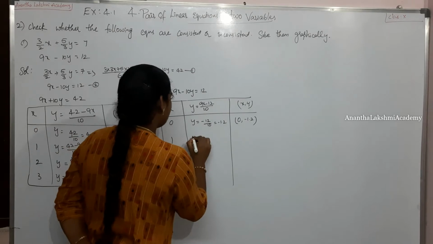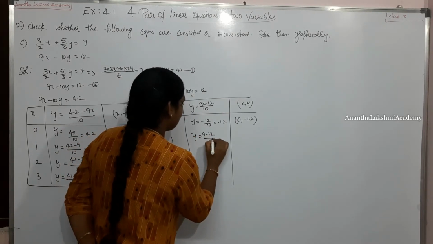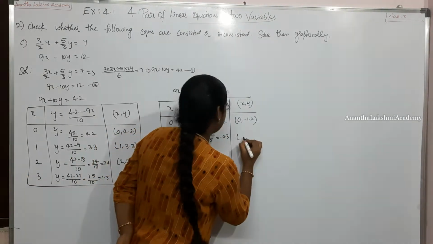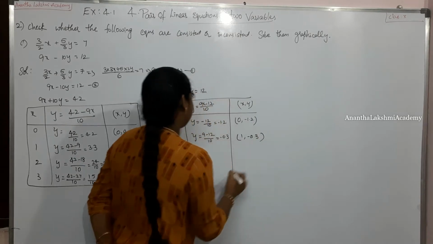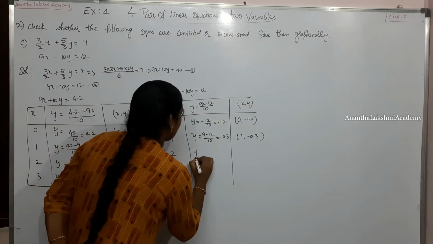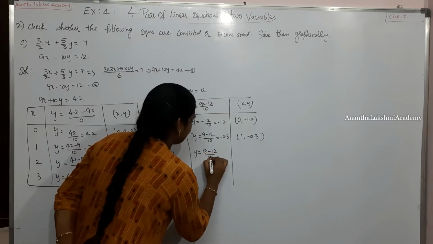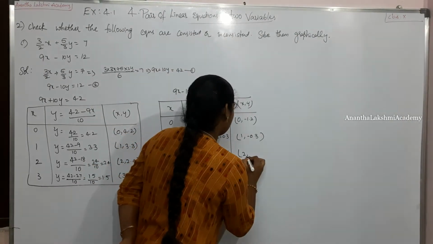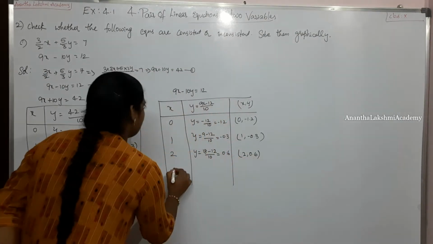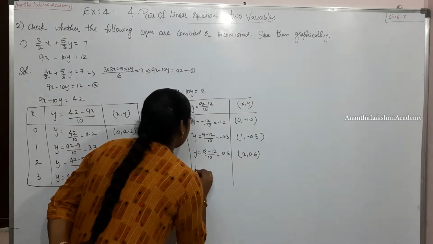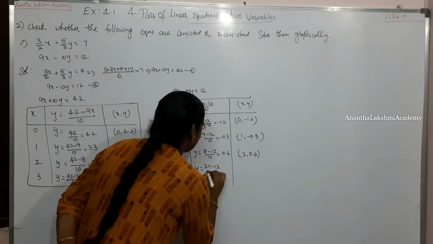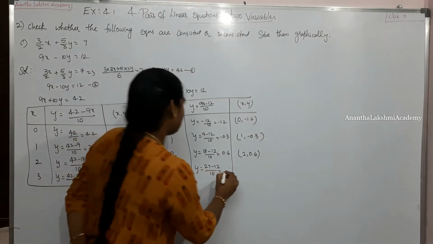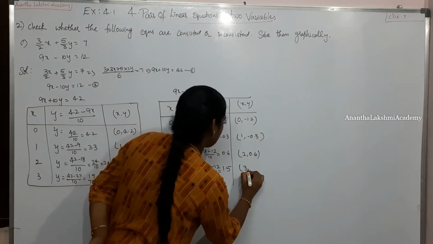Alright, next for the value of 1, y is equal to 9 minus 12 by 10. Again, 9 minus 12 is minus 3, so minus 0.3. So this is going to be (1, -0.3). Next, for the value of 2, y is equal to 18 minus 12 by 10. 18 minus 12 is 6, 6 by 10 is 0.6. So (2, 0.6). Then we have the value of 3. Y is equal to 9 3s are 27 minus 12 by 10, which is 15 by 10, that is 1.5. This is going to be (3, 1.5).